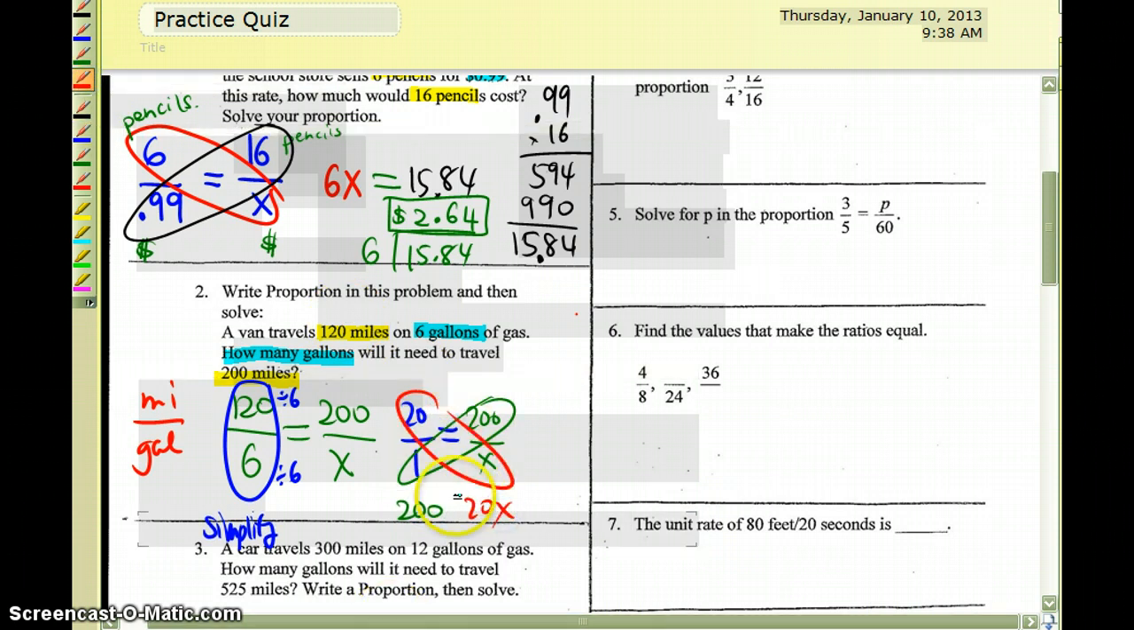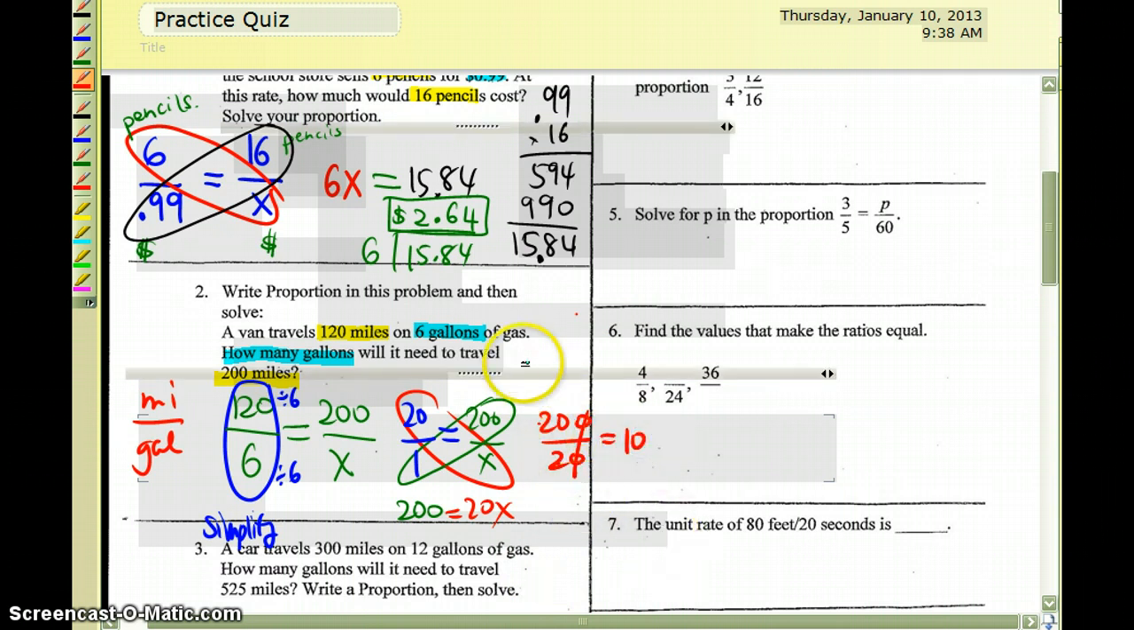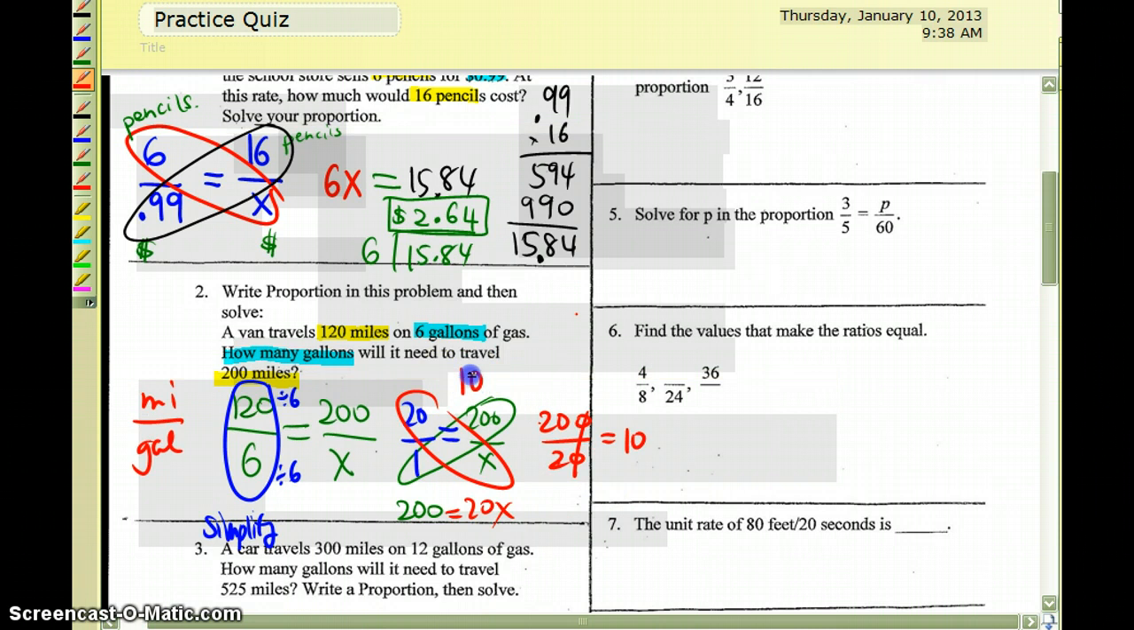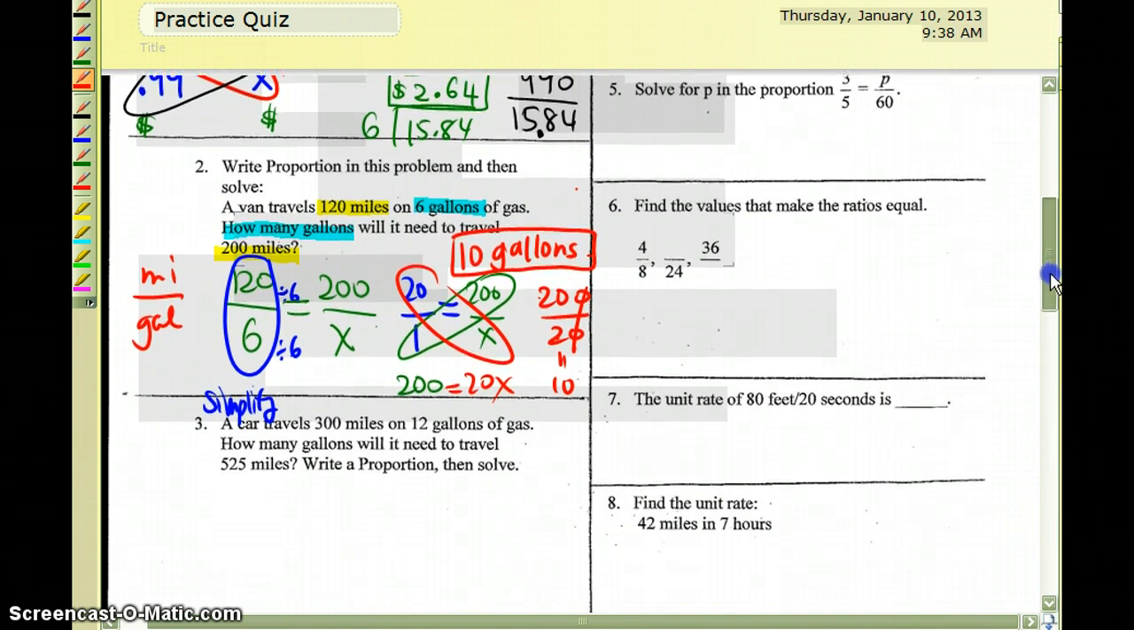I'm going to write them next to each other, giving me an equal sign in the middle. Then I will take that and divide 200 divided by 20, cross out that 0. I know that 20 divided by 2 gives me 10. So in this answer here, I'm going to get 10. Not just 10, but I need to label that. 10 stands for what? Yes, how many gallons is the question I'm answering. So 10 gallons of gas for those 200 miles.